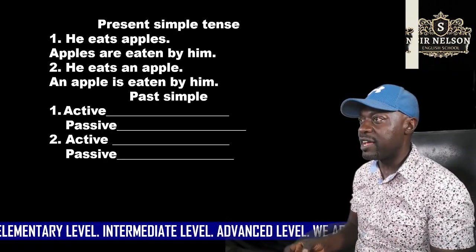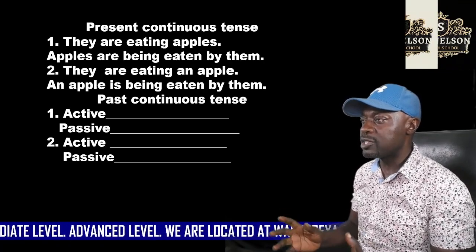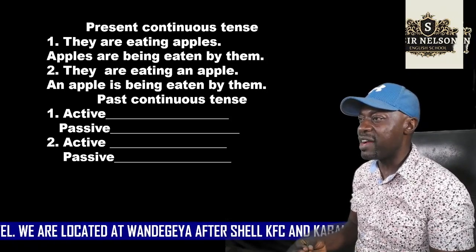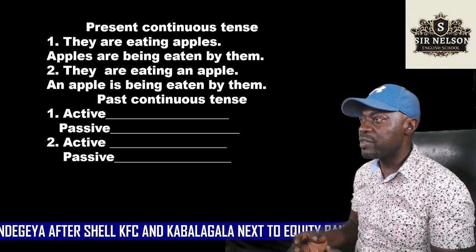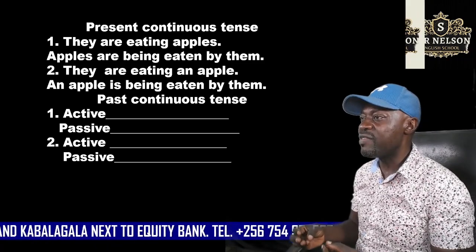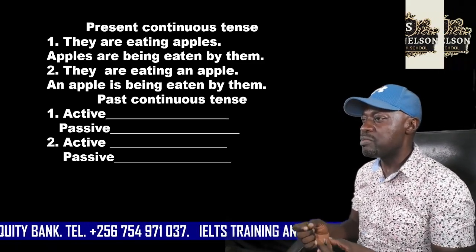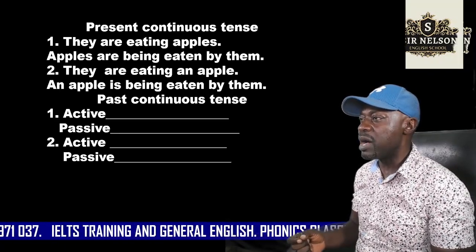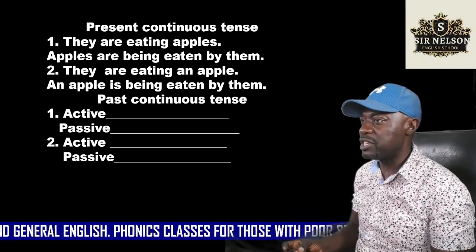Now you can try, this is present simple, you can try the past simple. Let's go to the continuous tenses. The most important word here is being. I want to remind you that in the simple tenses, we never use the word being. If it is a continuous tense, you must use the word being in the passive voice. Remember, the verb must be in the past participle.